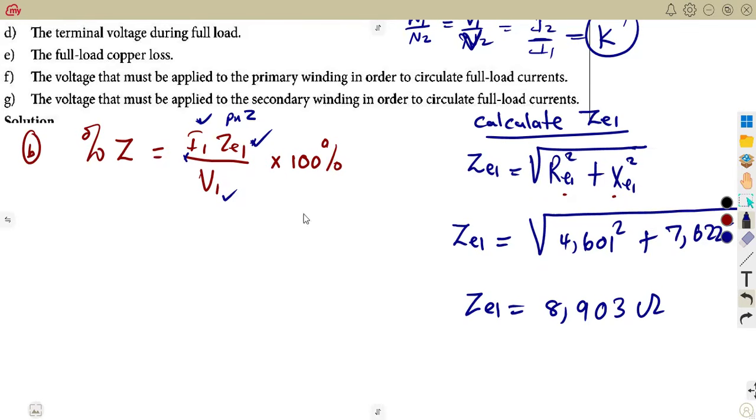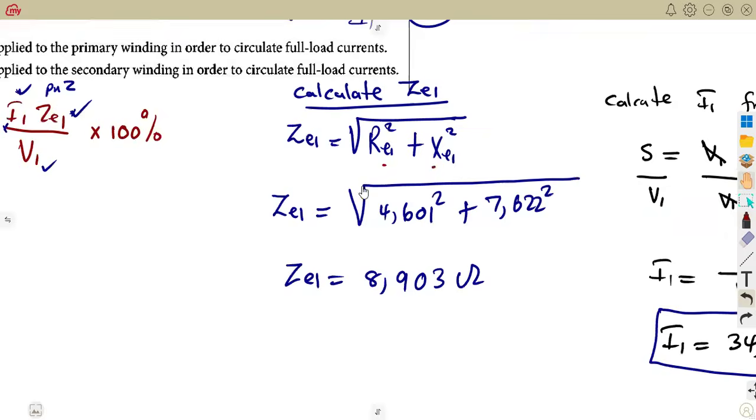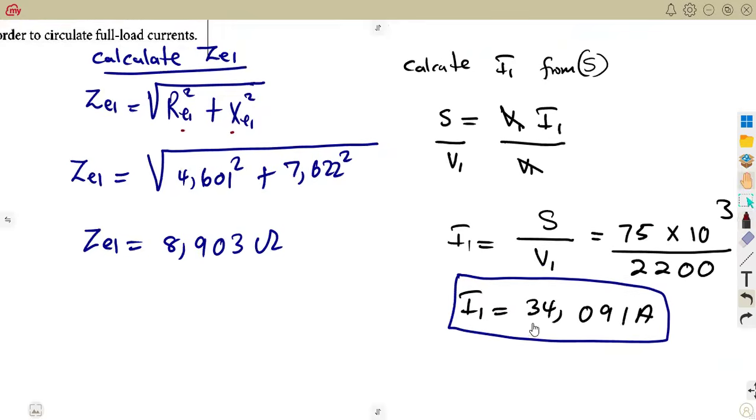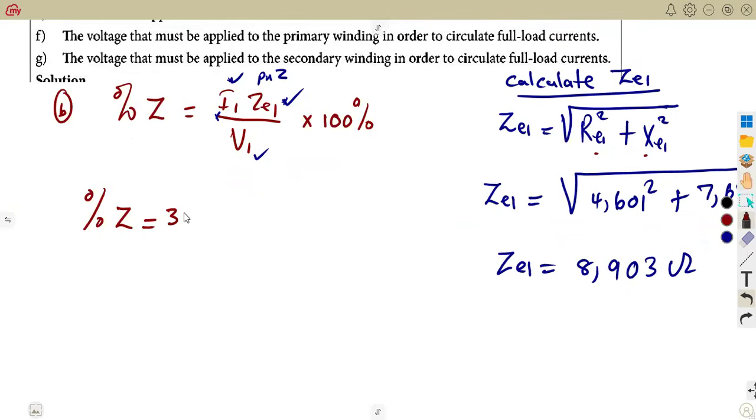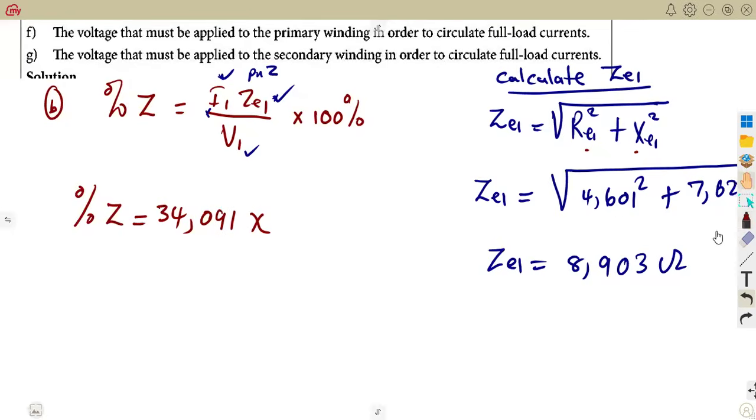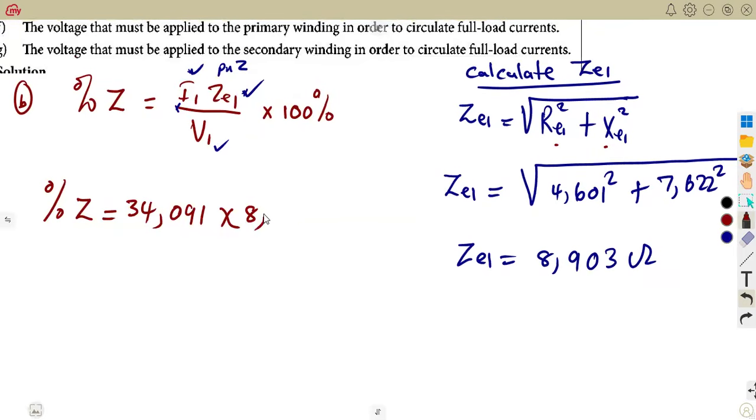This is the idea. So with this, we can have our percentage impedance. I1, what is our I1? We have to consider that. I1 is equal to 34.091 times our ZE. As we calculated this ZE, that is 8, we obtain this as 8.903 over V1. That's our V1, which is what we got in that case.